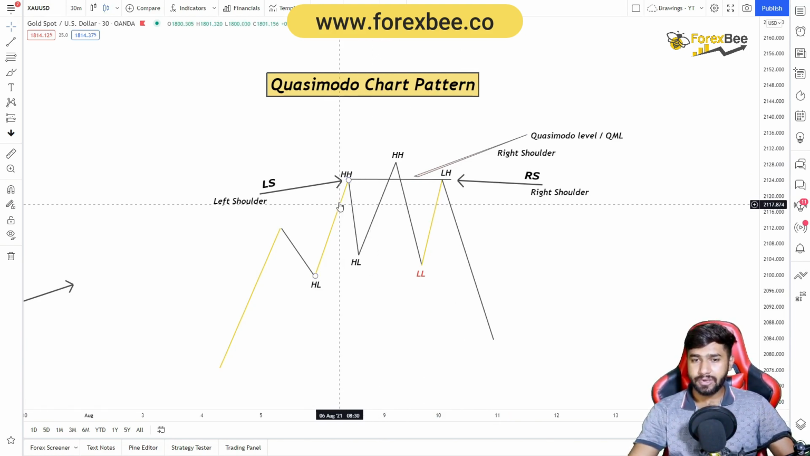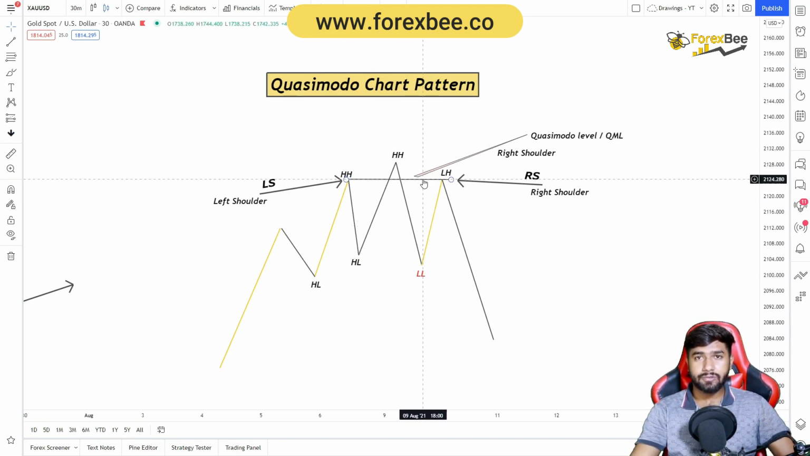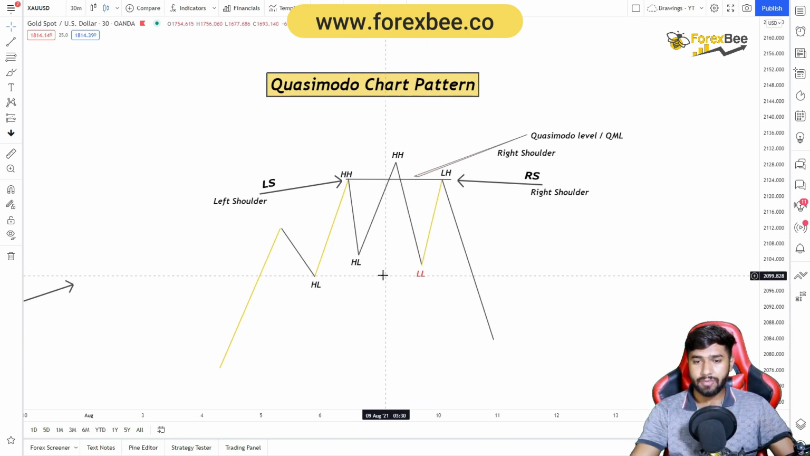Let me just repeat that: for a bullish trend to reverse into bearish after the formation of the Quasimodo pattern, you should see two higher highs and two higher lows. And after you have detected these two higher highs and higher lows, you should confirm your Quasimodo pattern and trend reversal if you detect a lower low forming, which is at a lower level than the previous higher low.